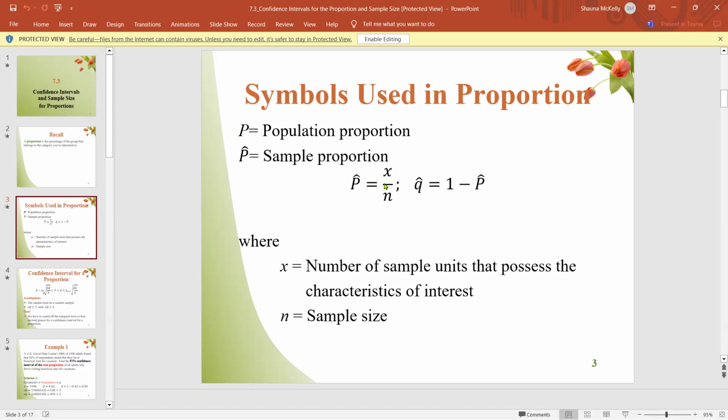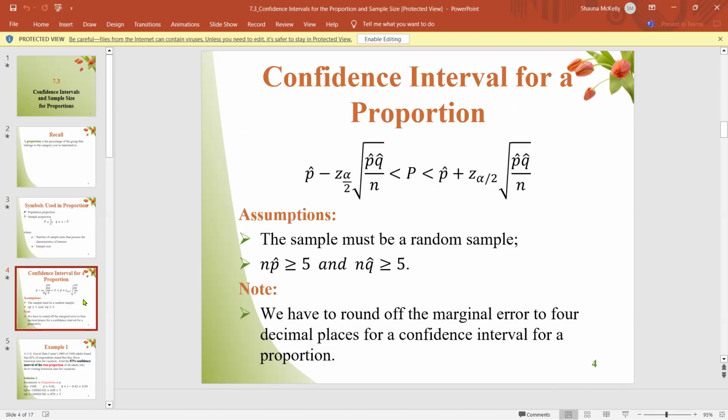So 5 out of 20 dentists say that people have more cavities than they did 10 years ago. So X here would be 5 out of 20, for example. Q hat is the complement, which is 1 minus P hat. We know that from the previous section already.